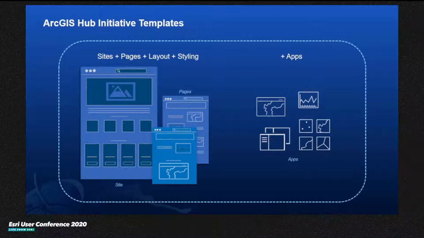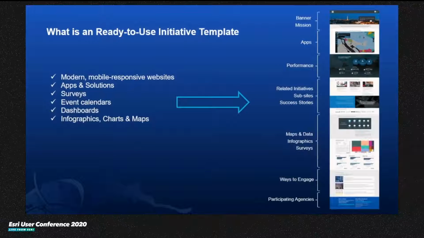What we realize is that so many of our customers and users are trying to address the same problems or similar problems again and again. So for those common issues, we've created initiative templates, which are basically an encapsulation of sites and pages with layout and styling, plus applications that support those particular initiatives. And we try to create very modern looking websites that are ready to use and launch, that include the salient elements of initiatives that we've discovered. And we've put research into these and we've packaged them up as initiative templates.